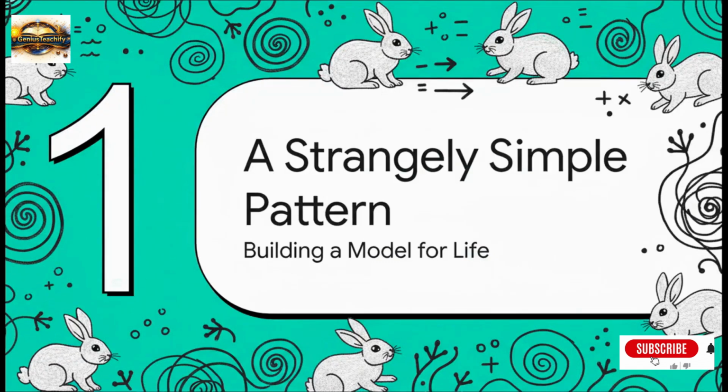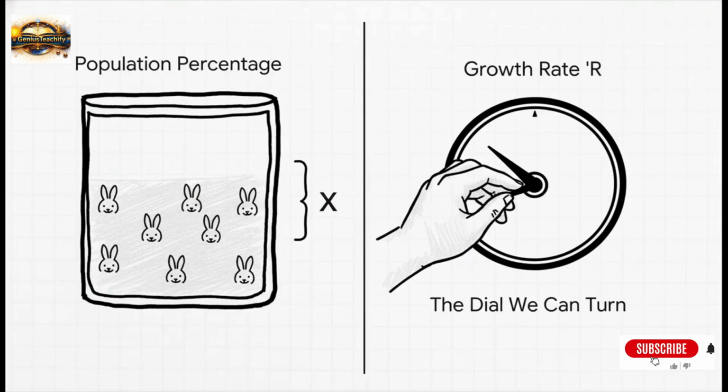All right, so to really get our heads around how this works, we don't need a supercomputer or anything fancy. We just need, well, a bunch of rabbits. This is where it all starts. Okay, so here's the model. Super simple. X is just our current rabbit population. We'll represent it as a number between 0, for no rabbits, and 1, for the maximum possible population.